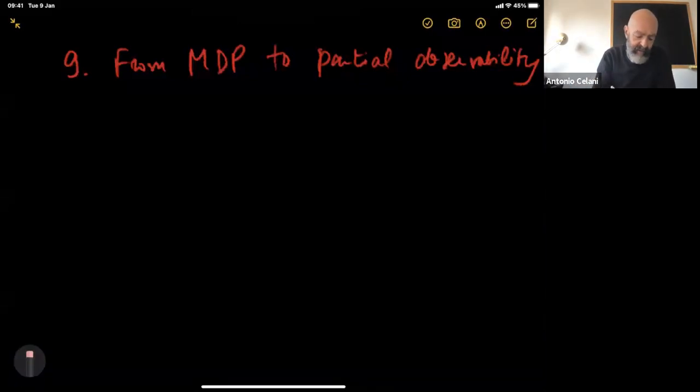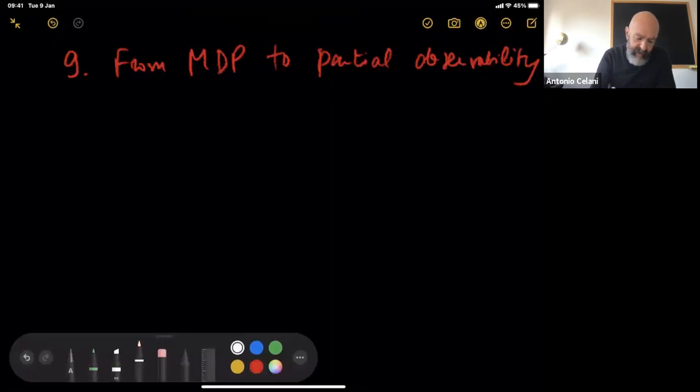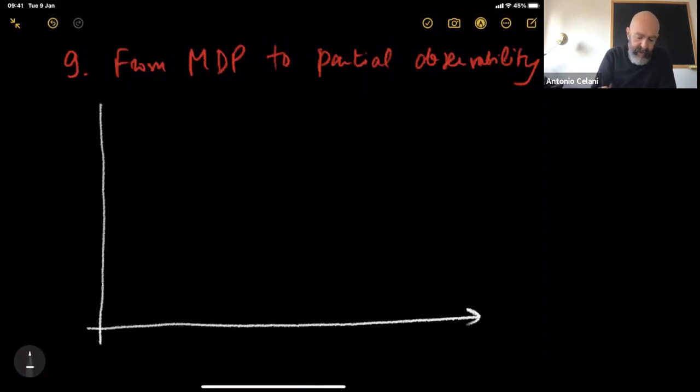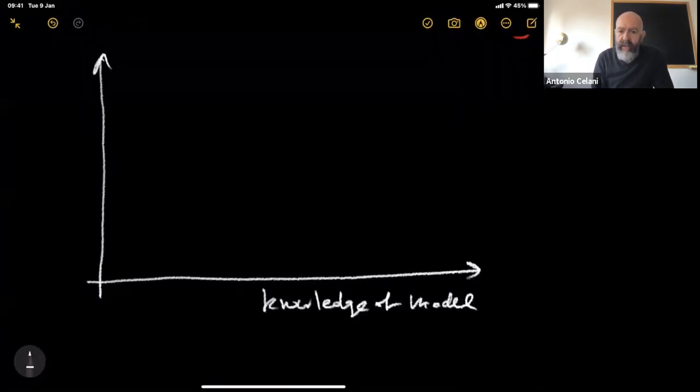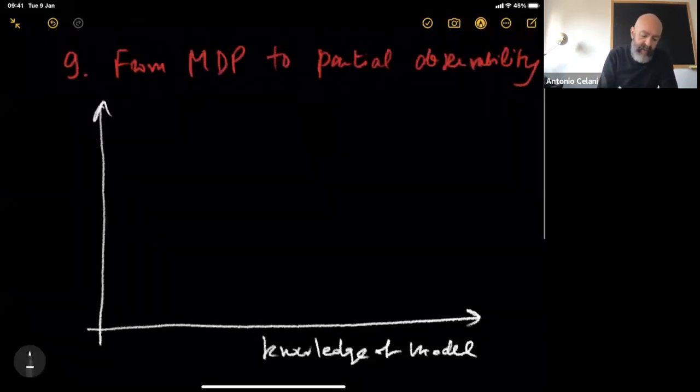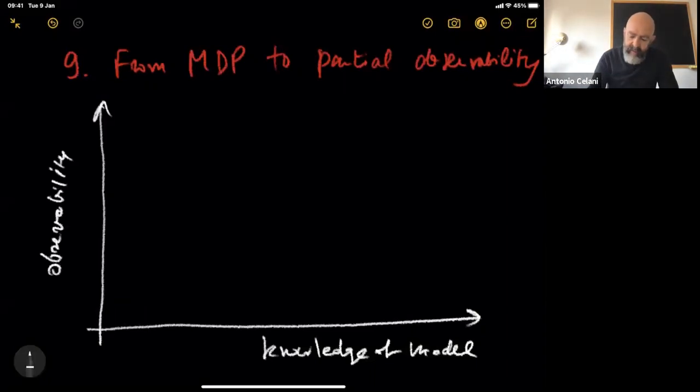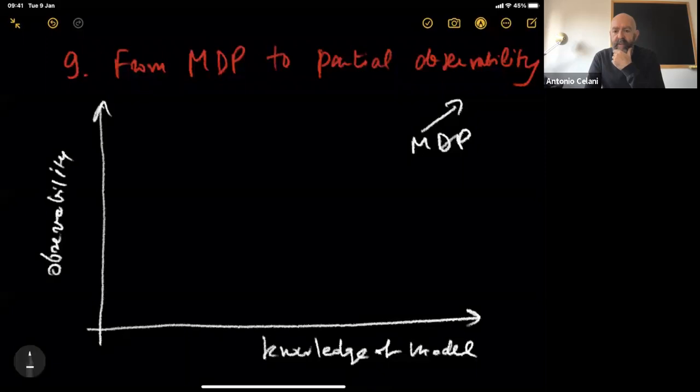So you might remember that quite a while ago, I was discussing this diagram where we put on the horizontal axis our knowledge of the model. Okay, so this is the a priori knowledge that we have. And here we put the observability. And Markov decision processes are up there. And so we know exactly what the model of our system is, and we can perfectly know what the states are, and therefore at every step, without ever interacting with the environment, we just plan ahead what to do.